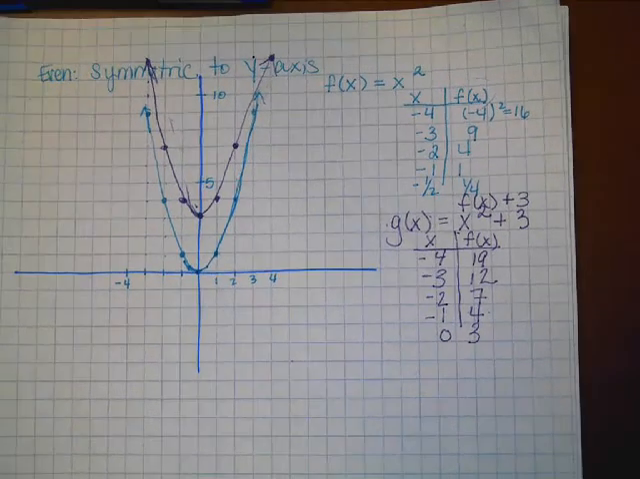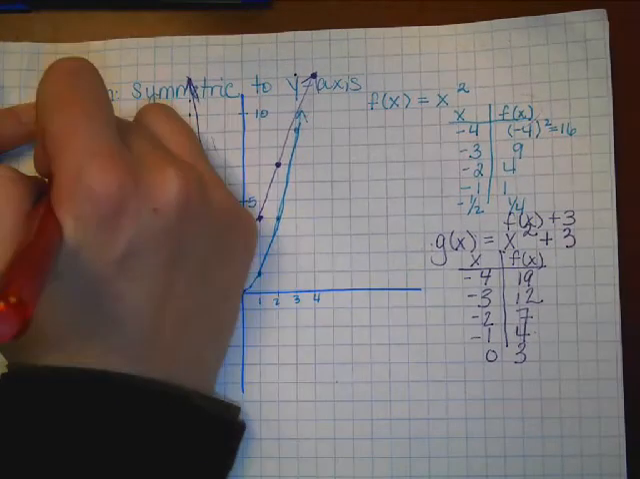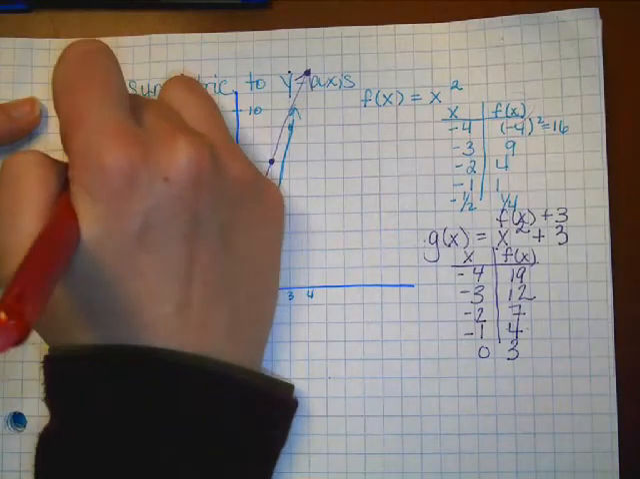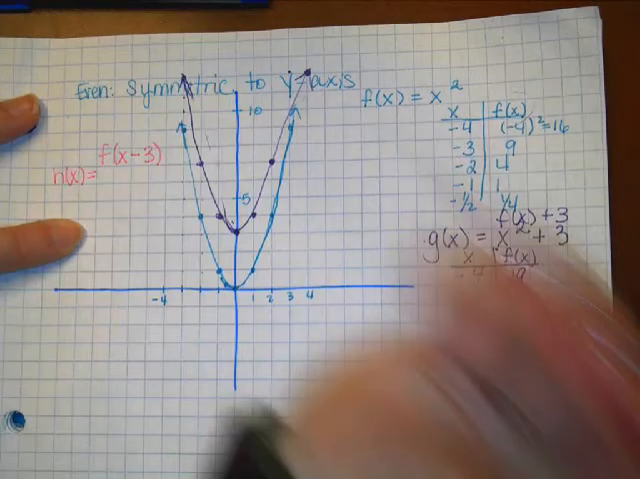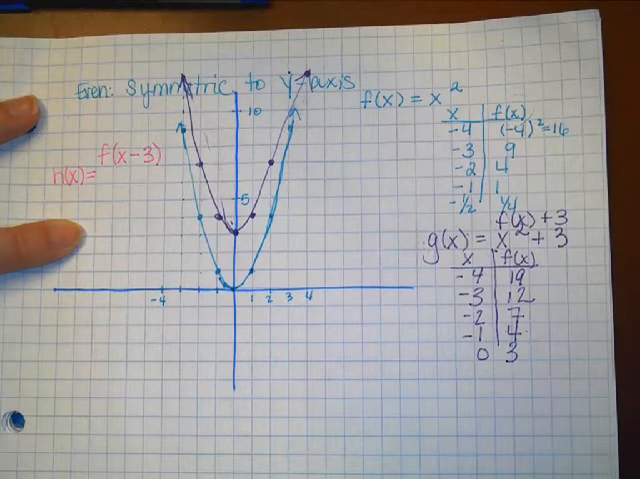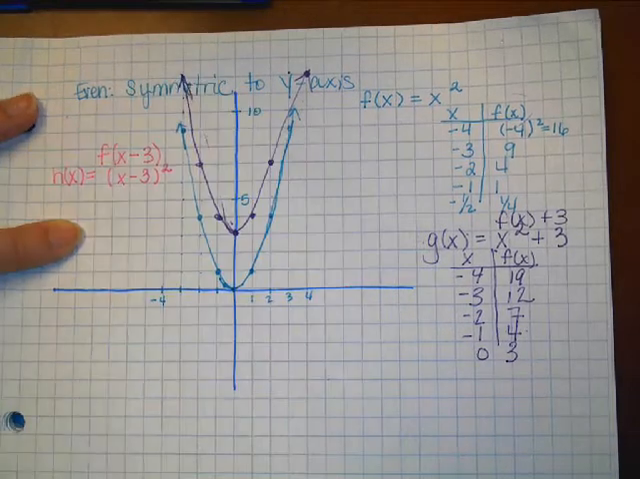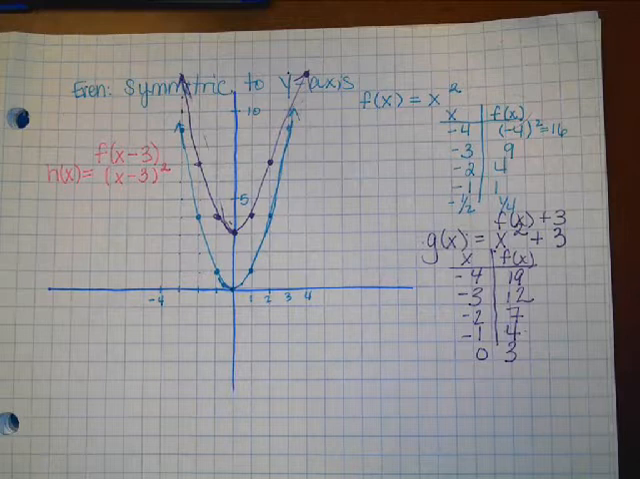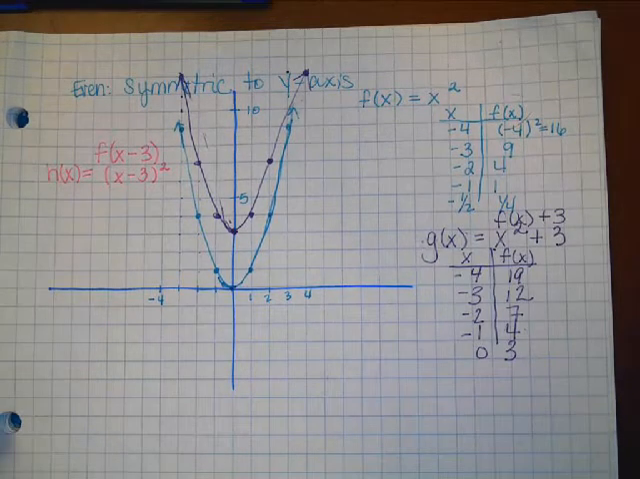Let's look at the left and right shifts next. So if I write h of x equals, what I'm going to write next is f of x minus 3. Okay, the function of x minus 3. So that becomes x minus 3 squared. All right, what does that -3 do? Now I'm changing my x values and leaving my y values alone.